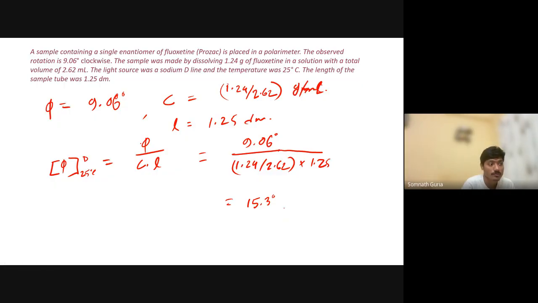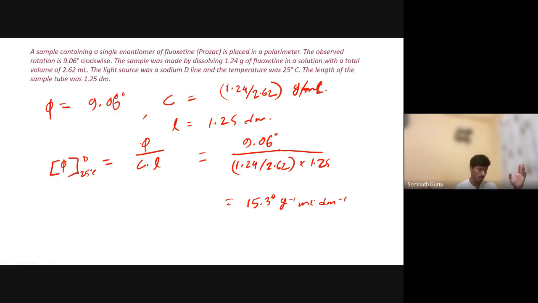Now we have to provide the unit over here. So this unit will be gram inverse, ml, and the decimeter inverse. Okay, this is the specific rotation we found with their mathematics.